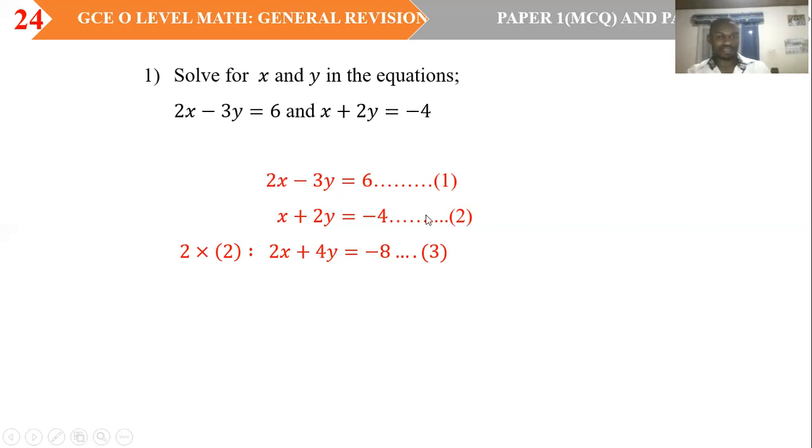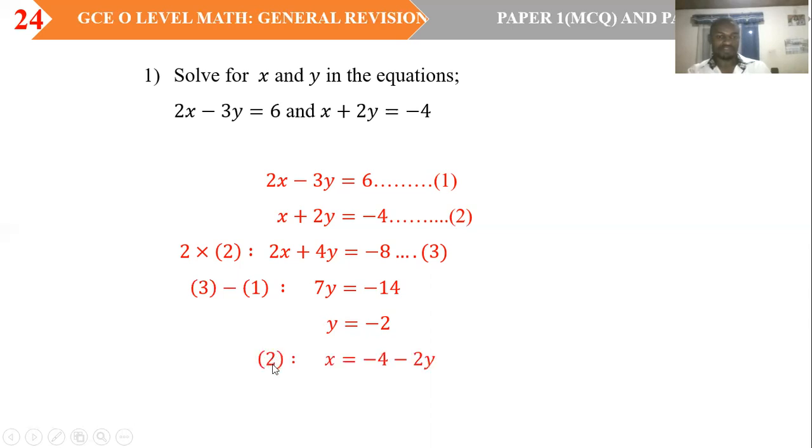So if we multiply this equation 2 by 2, we obtain 2x plus 4y is equal to negative 8. Let's call this one equation 3. Now we use equation 1 and equation 3, and we eliminate x by subtracting equation 1 from equation 3. Subtracting equation 1 from equation 3, we have 4y minus negative 3y, which is 7y, and negative 8 minus 6, which is negative 14, because 2x minus 2x is 0. So solving for y gives y equals negative 2.